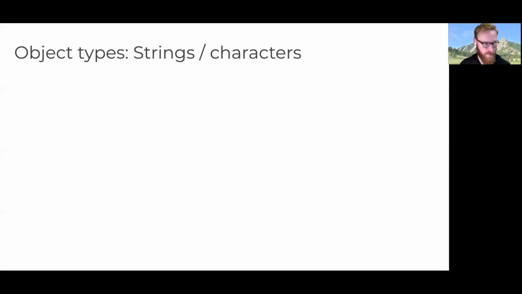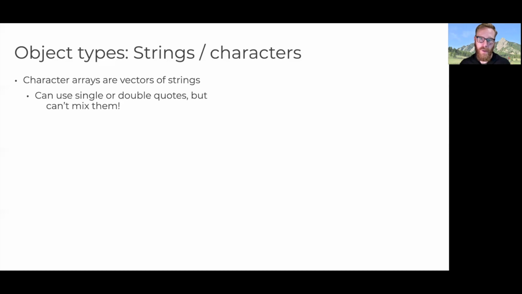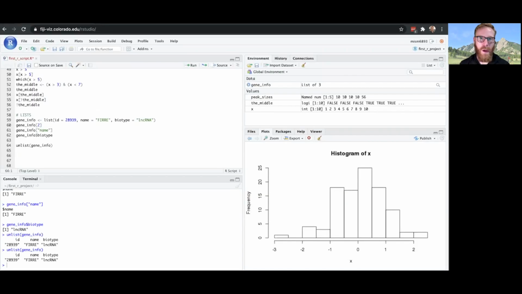strings or characters. So a character array is just a vector of strings. And you can use single or double quotes, but you can't mix them together. And backslashes allow control characters such as \n, which is for a new line, or \t, which is for tab. Okay, so let's create some characters here.